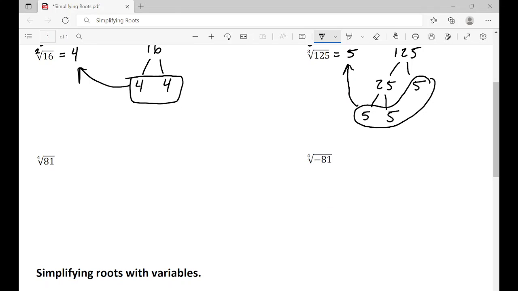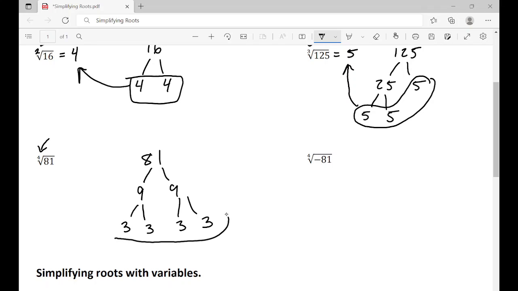Fourth root of 81. So let's take it out to the side and figure it out. So 81, we can say is 9 times 9. And we can say that 9 is 3 times 3. And this 9 is also 3 times 3. So since our index here is a 4, we're looking for 4 of a kind. So since we have 4 3s, the fourth root of 81 is 3.